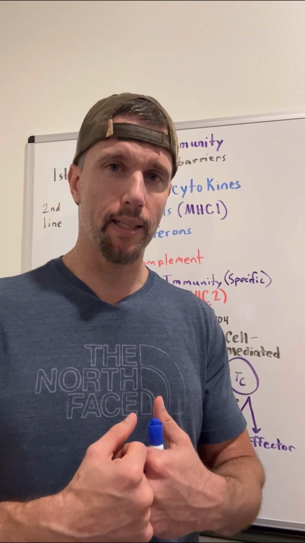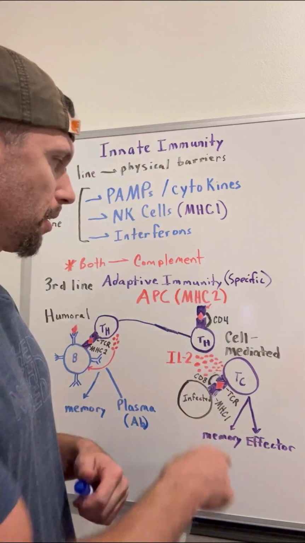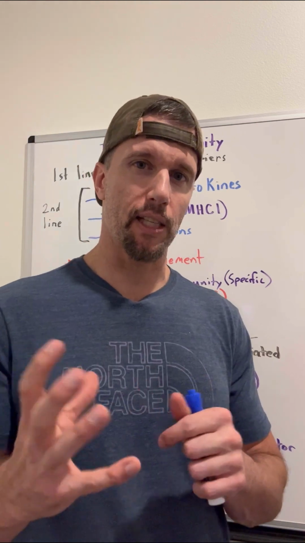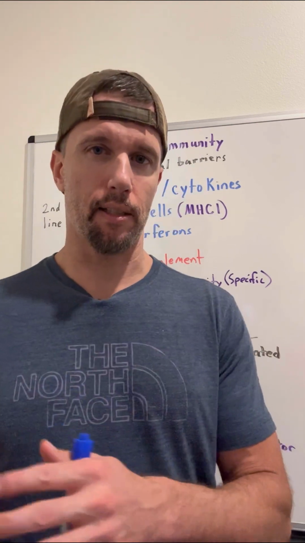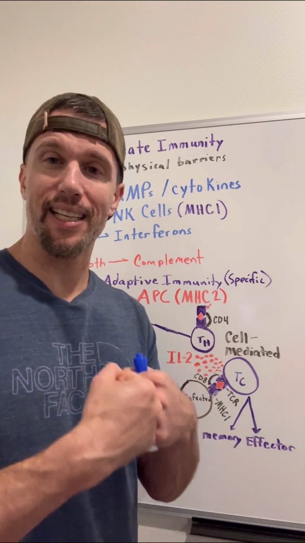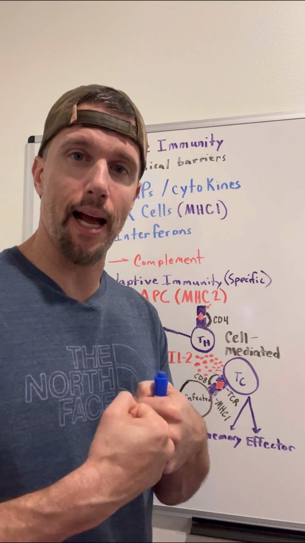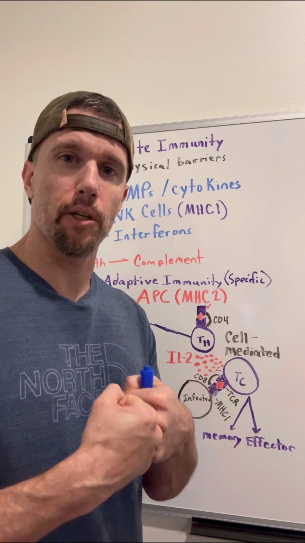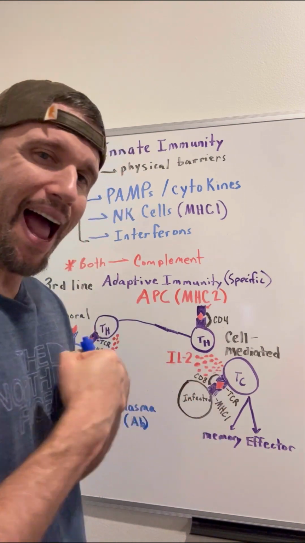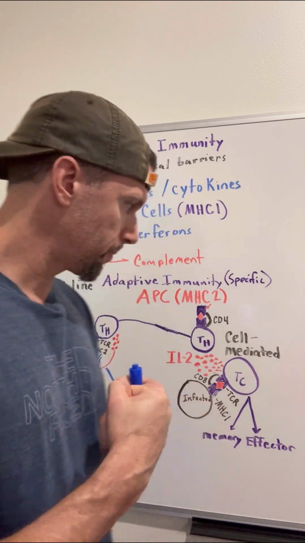But at some point, you're going to have a helper T cell. So we have two main types of T lymphocytes, helper and cytotoxic. So these helper T cells will actually bump into it, and it actually sticks because it's the same exact T cell receptor for that antigen. So when it binds to it, it's going to activate that helper T cell.